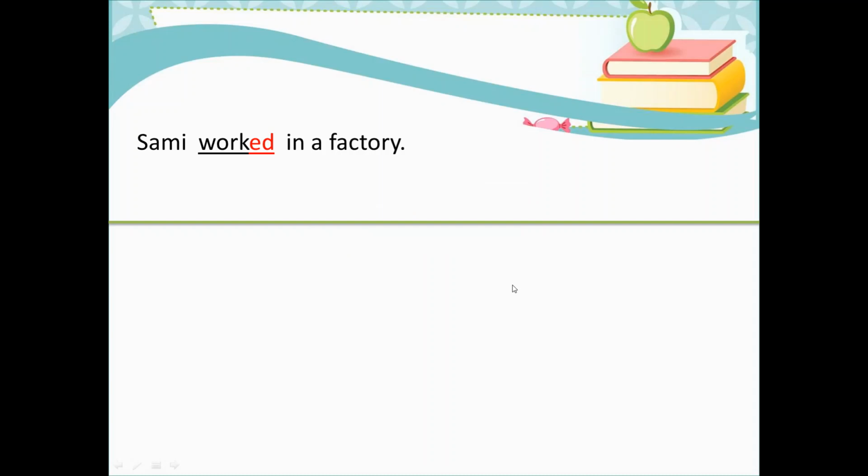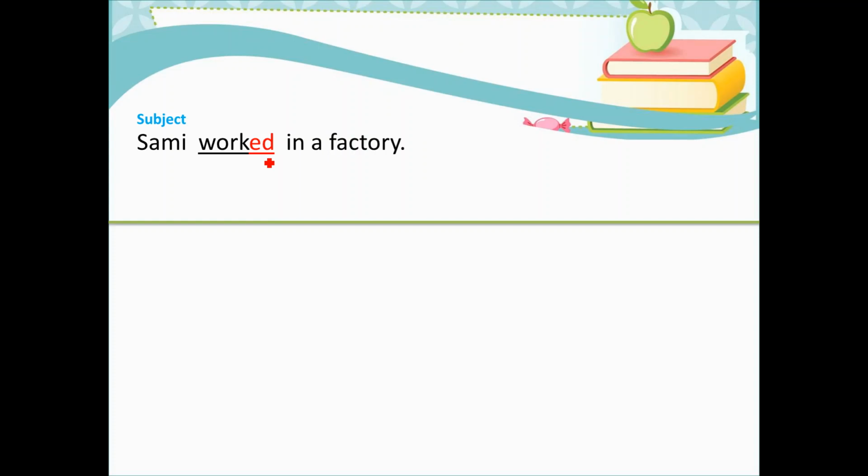Now let's take a look at this example. Sammy worked in a factory. We have a normal sentence in English. This is the subject, Sammy, هو الفاعل. We have the verb worked, which ends in ed. This should tell you something. نهاية الفعل بالed هون إلها يعني دليل, which is the past simple. يدلني على الزمن الماضي البسيط.